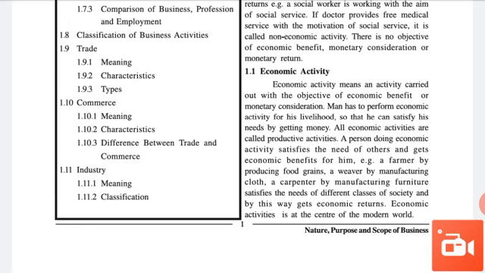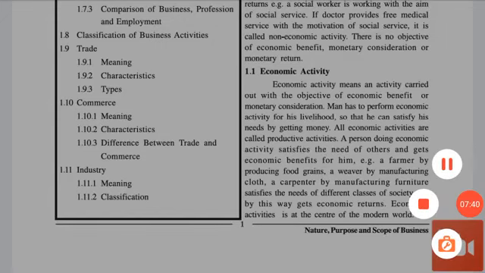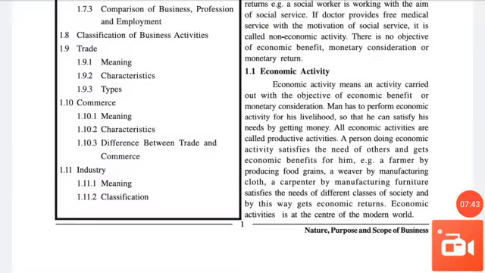Economic activity is at the center of the modern world. Why is economic activity the center of the modern world? In today's world, in our life today, economic activity is the most important for livelihood, because without economic activities we can't get monetary returns, and if we don't have monetary returns we can't satisfy our basic needs also. So economic activity is the most important for living life.